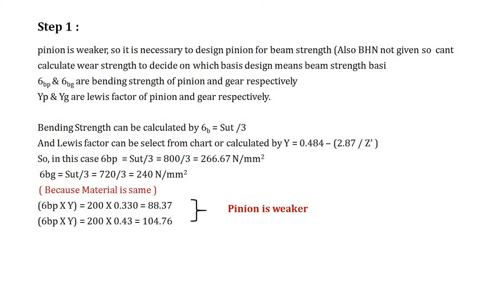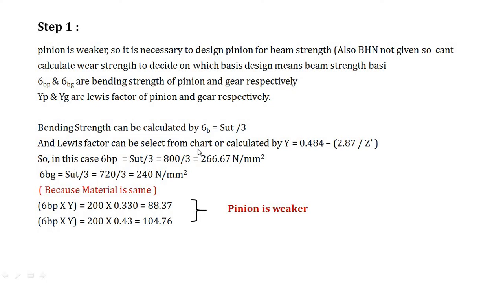Whether pinion is weaker or gear is weaker, that we need to decide. We can decide it by this product, sigma bp into yp, sigma bz into yz. Sigma bp and sigma bz are bending strength of pinion and gear respectively. Yp and yz are Lewis factor of pinion and gear respectively. We can calculate bending strength for pinion and gear by using this thumb rule, SUT by 3: SUT of pinion divided by 3, SUT of gear divided by 3.